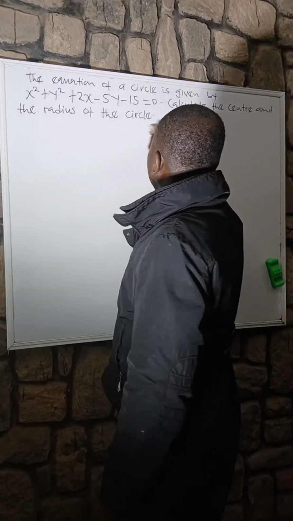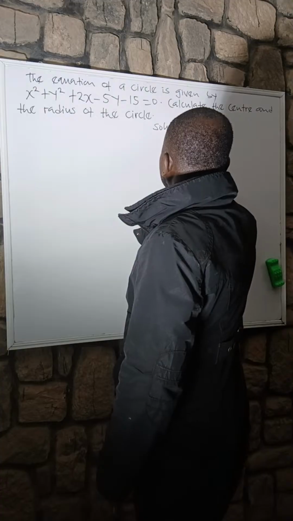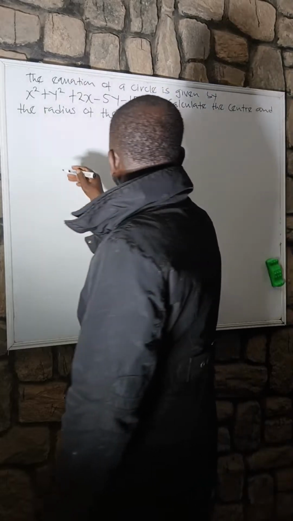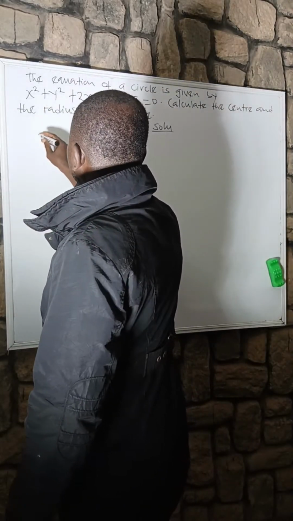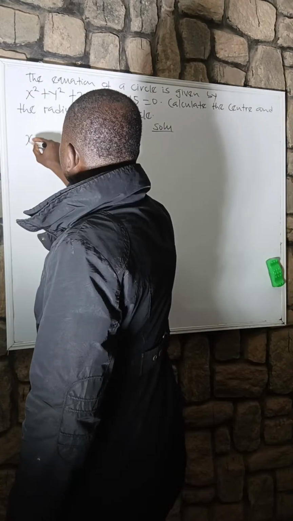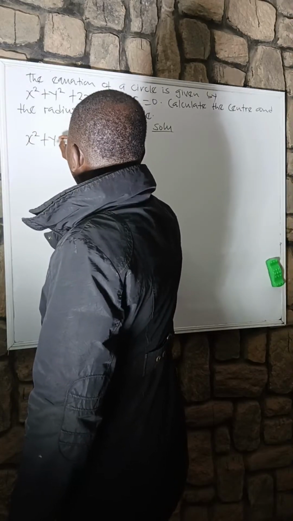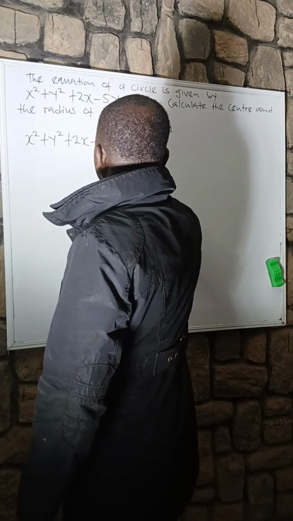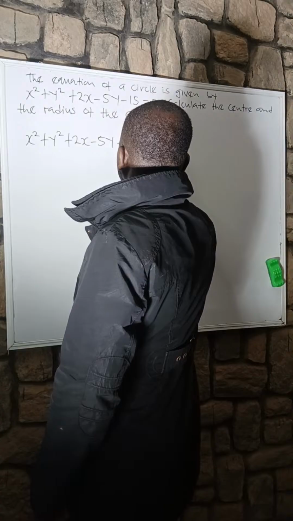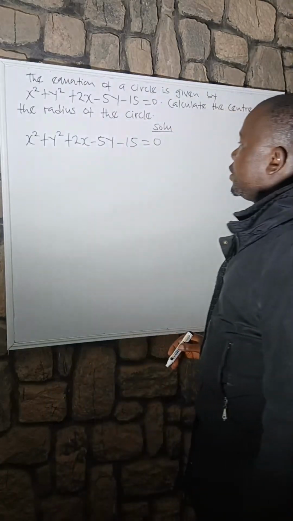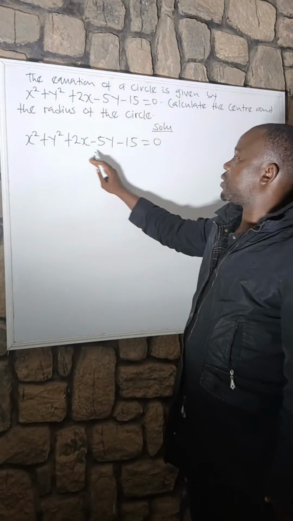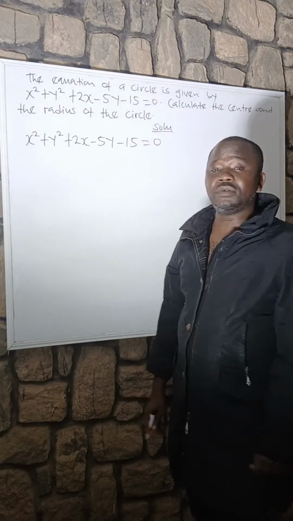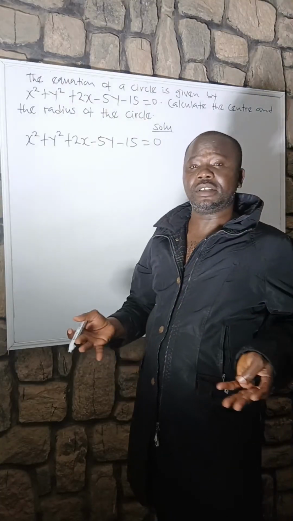Let us write the solution. Then, let's write the question. The equation of a circle is x squared plus y squared plus 2x minus 5y minus 15 equals 0. Before we begin to solve, I want us to take notes. They said we should find the center and the radius.